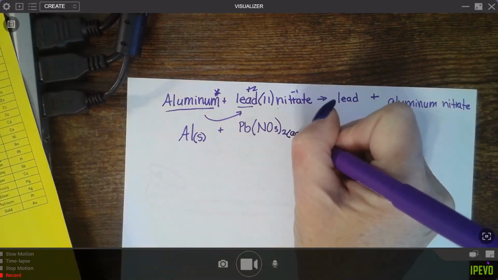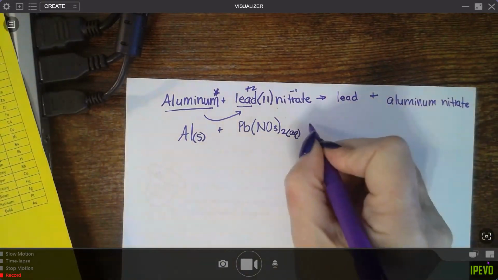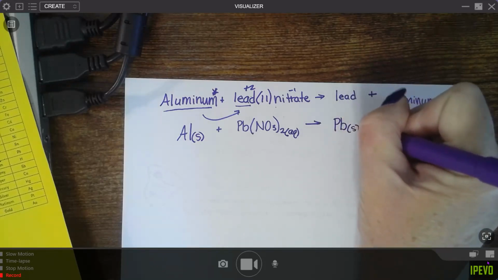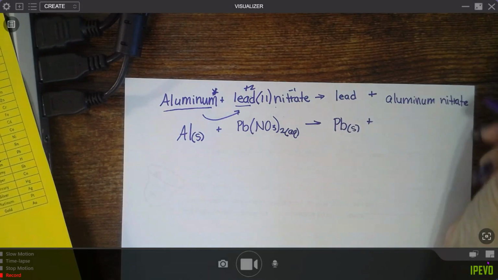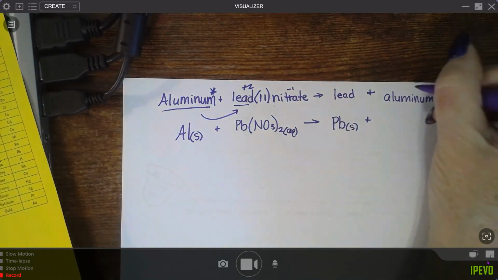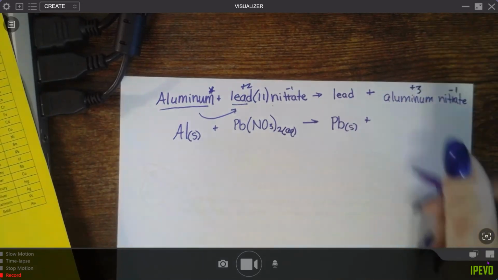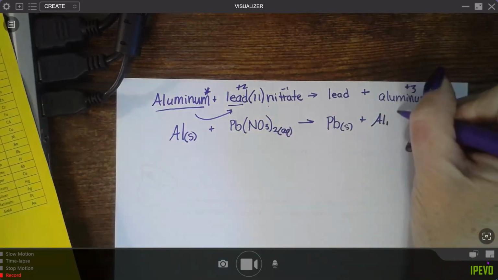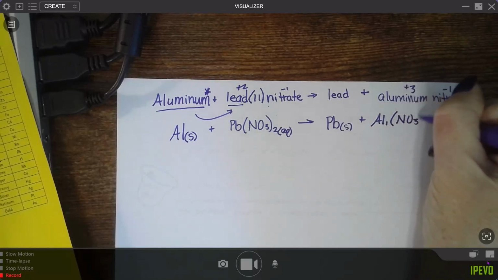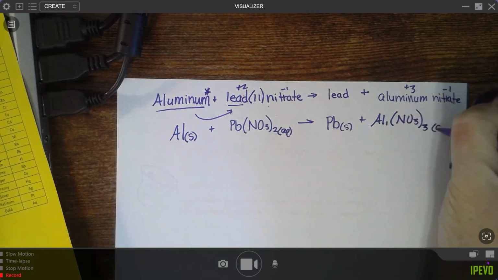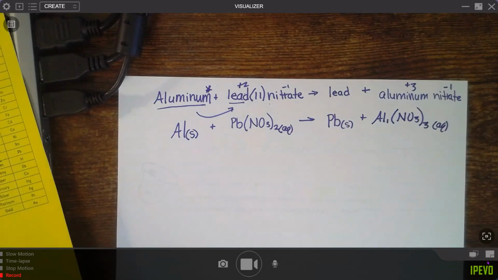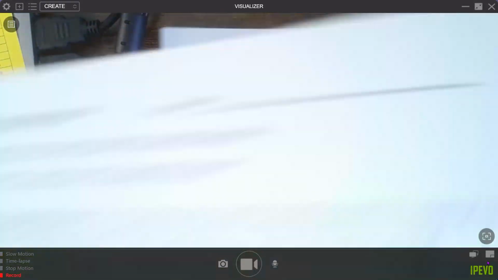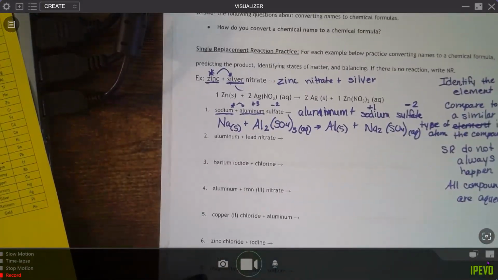That single replacement, the compound's always going to be aqueous. We're going to react that. We're going to get lead, so just lead metal, which is Pb, solid, plus aluminum nitrate. So we already know nitrate's charge is minus 1. Aluminum is plus 3. So if we crisscross, we get Al. Remember, I can write the 1, I don't need to. And then we get the polyatomic ion nitrate with a 3 after it. And that's going to be aqueous.